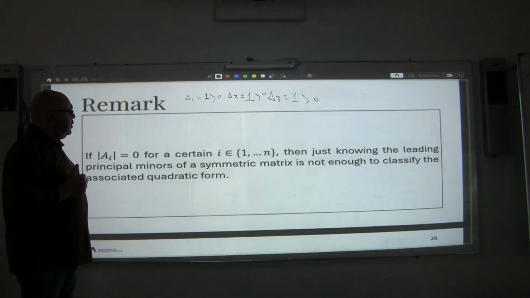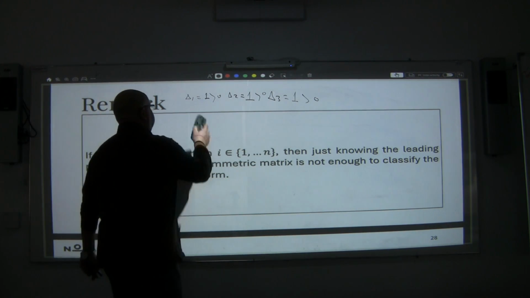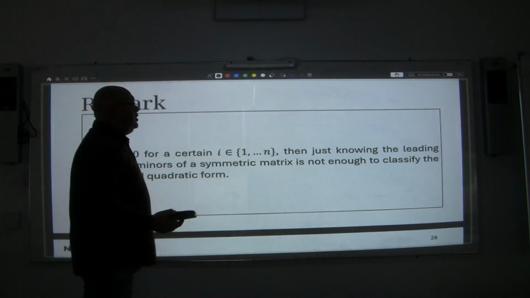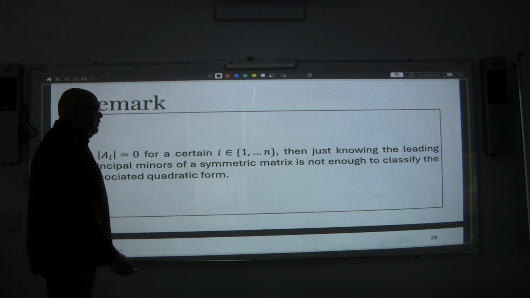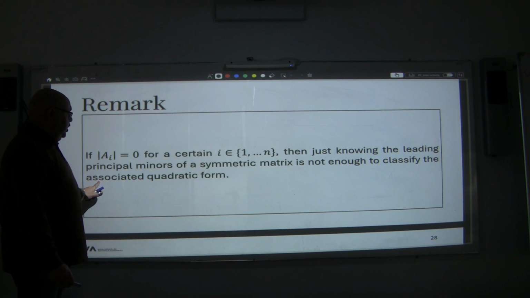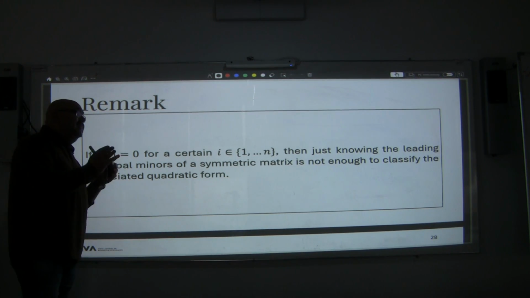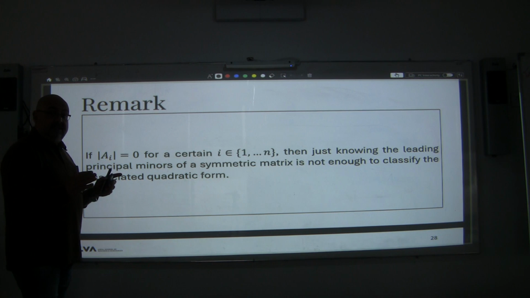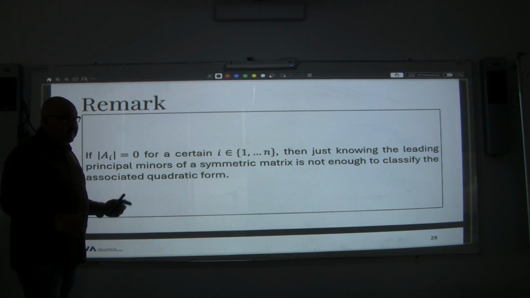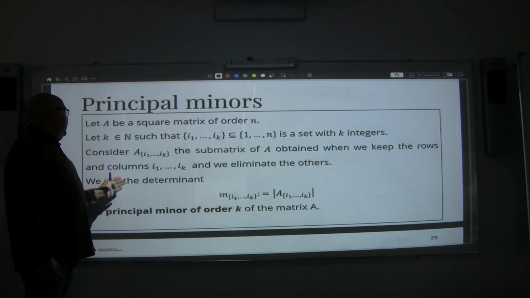In a similar manner, he is giving you here, if delta i is equal to 0 for certain i belonging to In, then just knowing the leading principal minors of a symmetric matrix is not enough to classify the associated quadratic form. That's if you have one of the deltas equal to 0. So I can stick to this and consider, just for the leading principal minors, the cases of positive definite, negative definite, or indefinite. If I need to do further analysis, I will go to the general principal minors case.